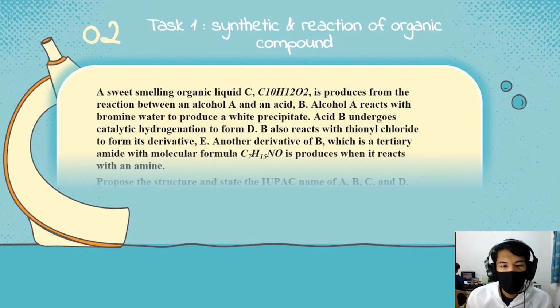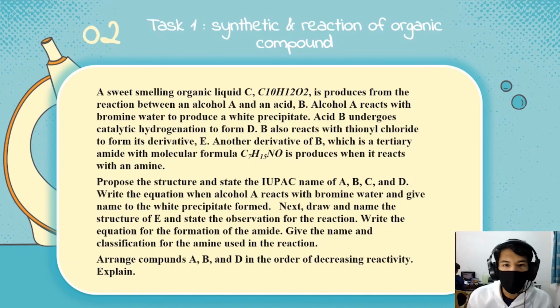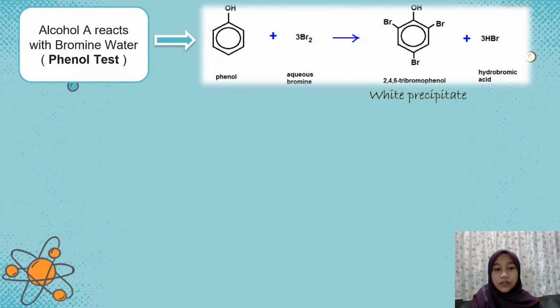For Group 9, we have two tasks, and the first task is about synthesis and reaction of the organic compound. The question, as you can see on the screen. So in this slide, I will show you the structure of compounds A, B, and C.